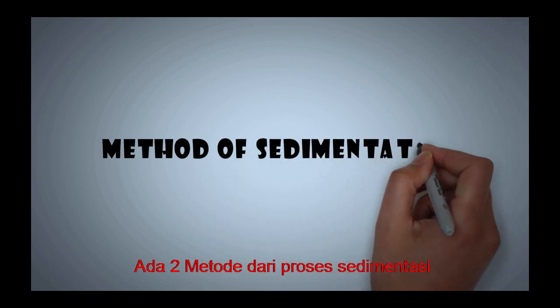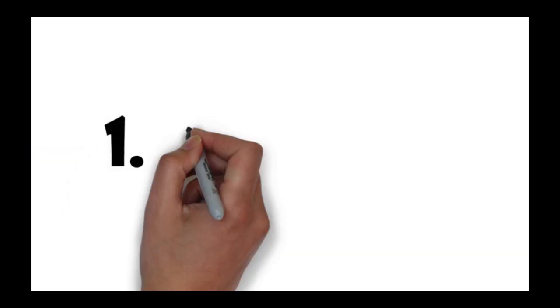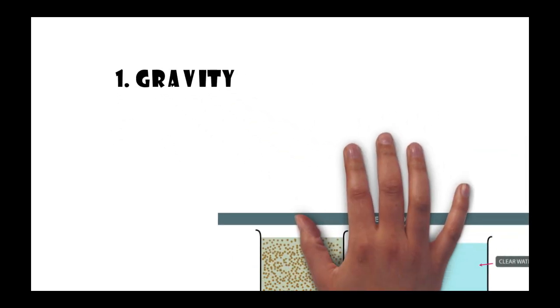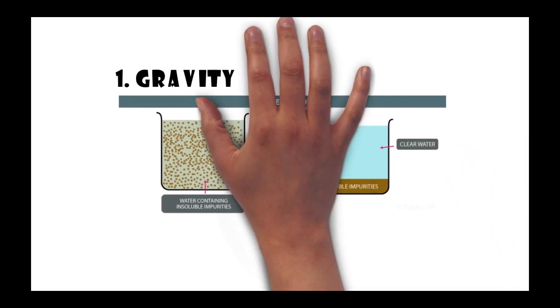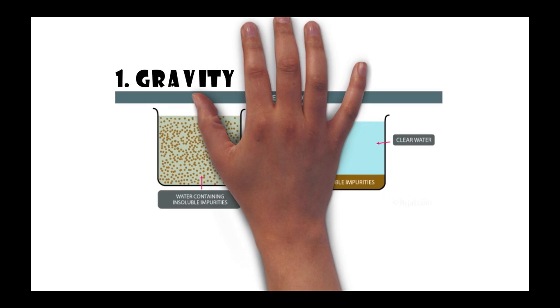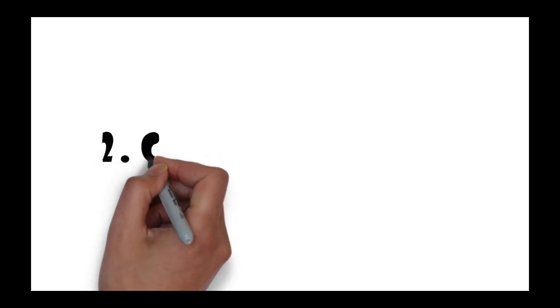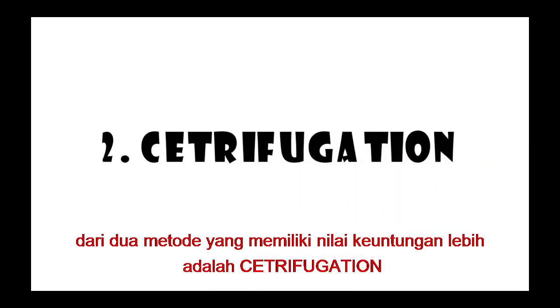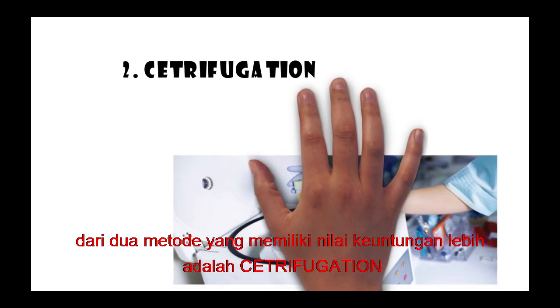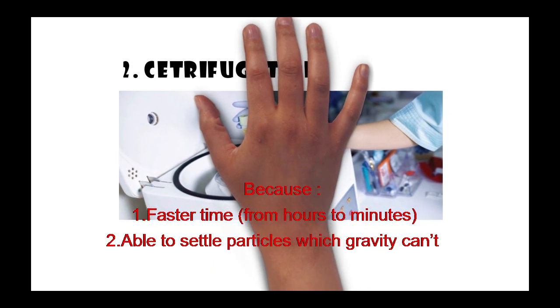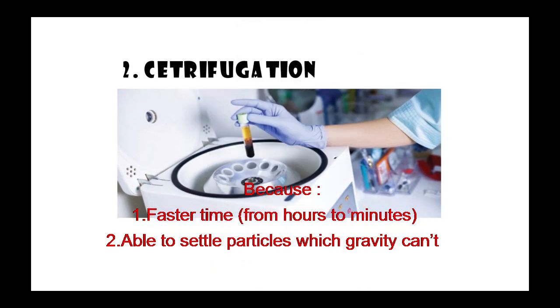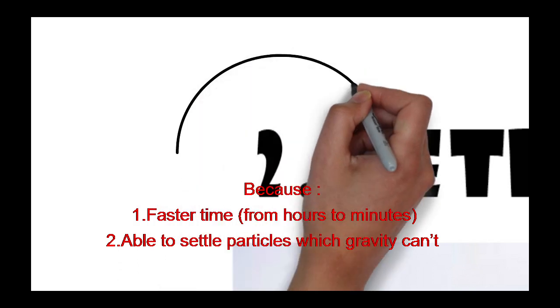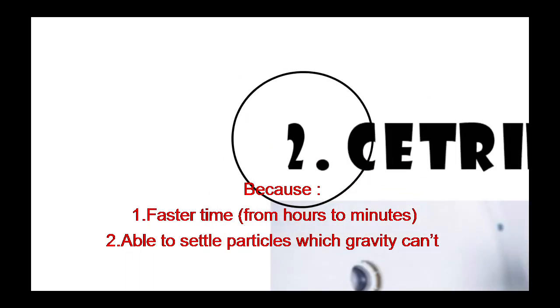There are two methods of sedimentation. First, gravity, and second, centrifugation. Of the two methods, the one with more profit value is centrifugation, because first, it takes less time, and second, it is able to settle particles which gravity cannot.